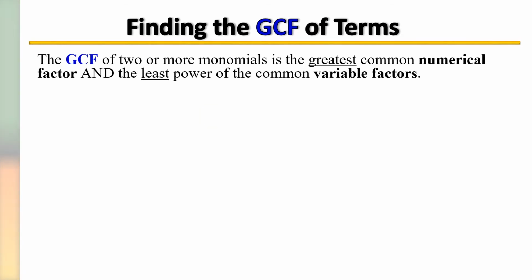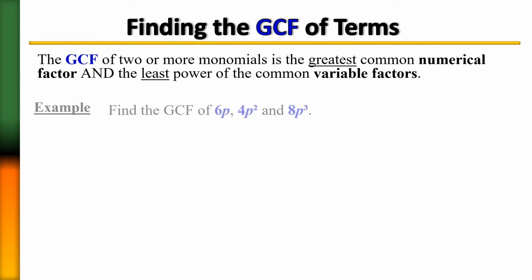Now let's find the GCF of terms. The GCF of two or more monomials is the greatest common numerical factor and the least power of the common variable factor. For example, we are given to find the GCF of 6p, 4p squared, and 8p cubed.